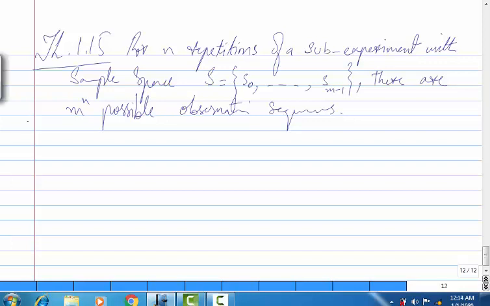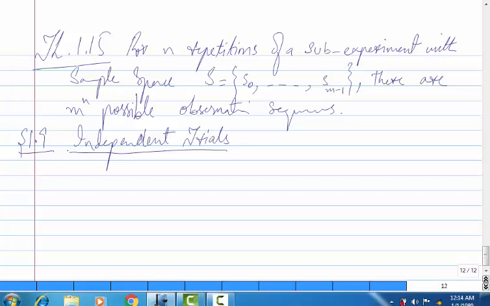Move to article 1.9. This is independent trials. Independent trials means that we want to apply the counting on independent trials and see how it works. So we have a theorem here.